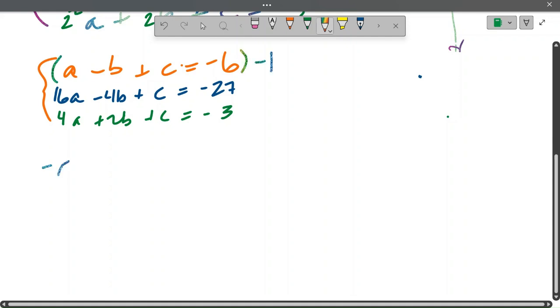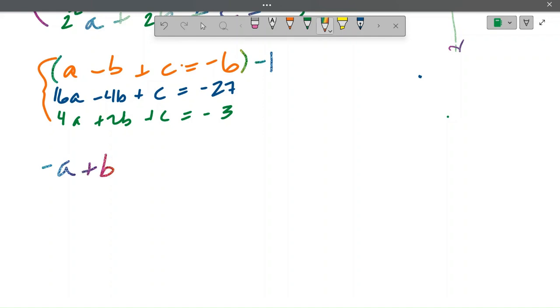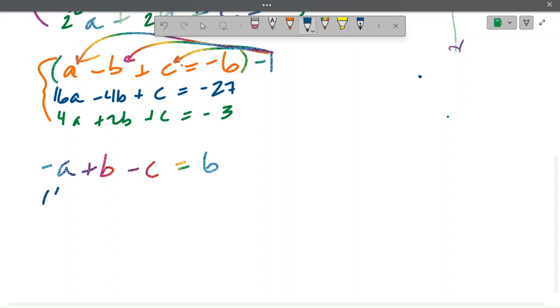So I have negative a plus b minus c equals positive 6. So every term was multiplied by negative 1. Okay, and then because I manipulated the c value and I'm trying to eliminate that, because I'm going to use the elimination method here, I'm just going to rewrite my second equation as is. Now, is this the only way you can do this? Absolutely not. There's lots of right ways. This is the way I'm choosing to do it right now.